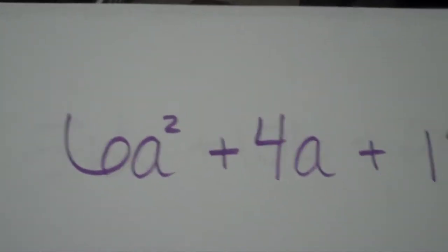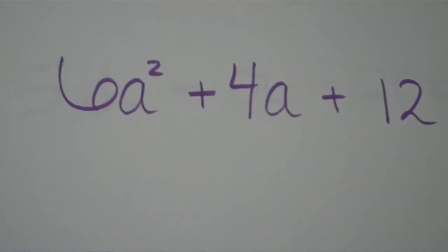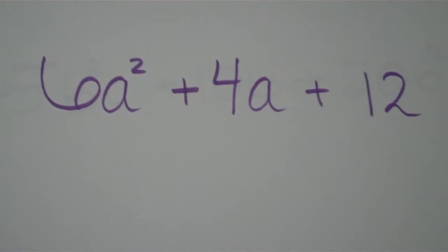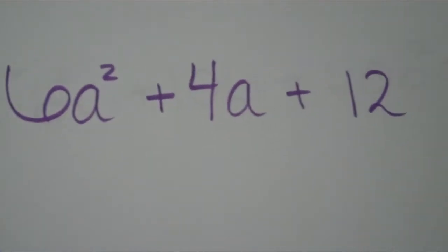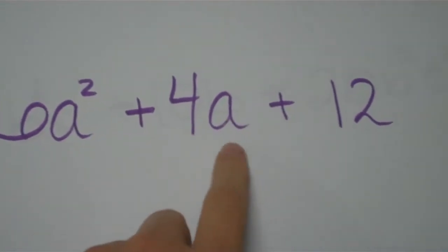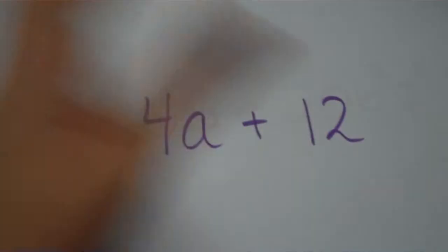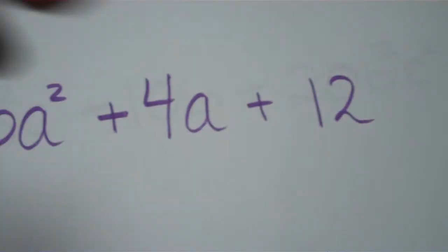So here's an example. 6a squared plus 4a plus 12. These all have a greatest common factor. What I'm talking about is it could be numbers or letters. So for letters, there's 2 a's here, there's 1 here, but there's no a's here. So they don't all have a letter, so we can't factor that out. They don't all have it in common.